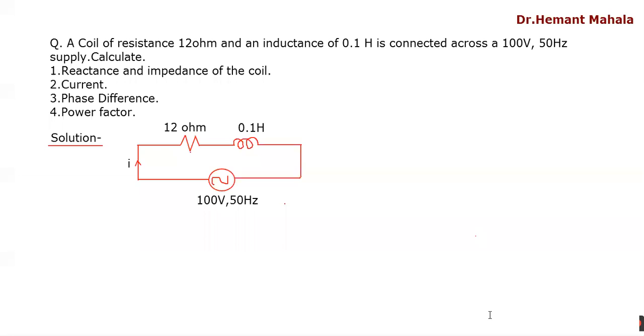So in this numerical, a coil of resistance 12 ohm and an inductance of 0.1 Henry is connected across a 100 volt 50 hertz supply. Then calculate. Okay. So this figure we have to draw. I have drawn the figure from the question.